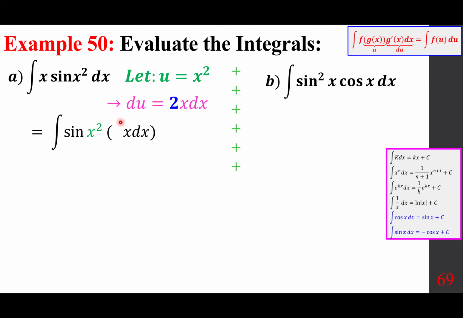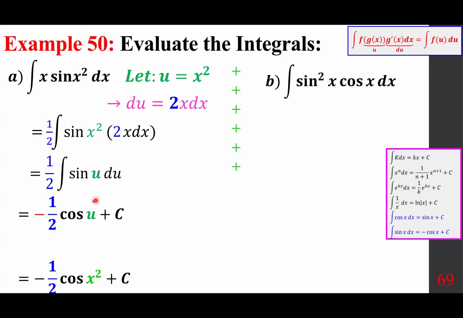except 2 is missing. So what do? 2 is a number. Again, you can solve for dx, but instead I'm going to put the 2 and undo it with a 1/2. So we end up with 1/2 sine u du, and the derivative is cosine, but the integral is negative. So negative 1/2 cosine u plus a constant. And u is replaced by x squared. That's the final answer. And as always, you can differentiate and it gives you the same answer without the dx, and that's how you check it.